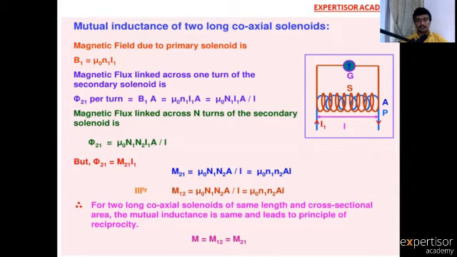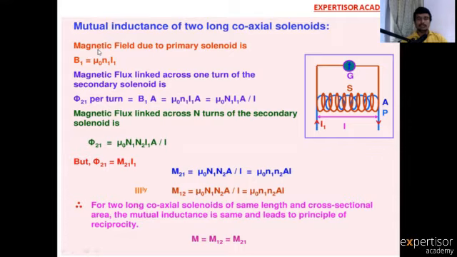A galvanometer is fixed with this arrangement. The current I1 flows through this circuit. The length of the solenoids is L. The current flowing in the solenoid is I1. The number of turns in solenoids 1 and 2 are N1 and N2.